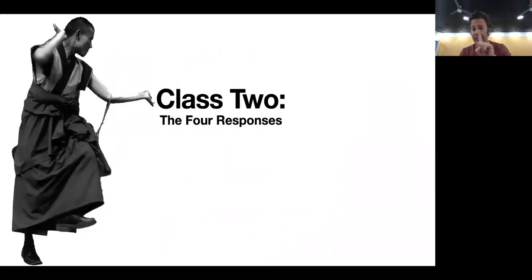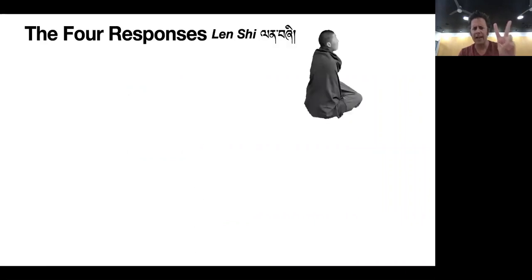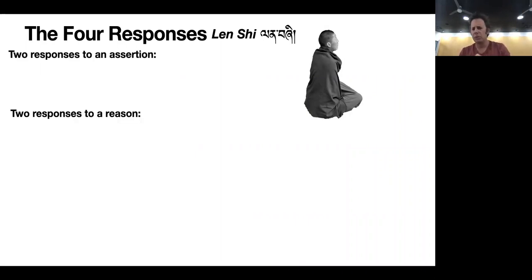So we just reviewed class 1. To review class 2, the four responses, and there are two responses to an assertion, two responses to a reason. Back to Stephen. Would you kindly give me the two possible responses you can give to an assertion.